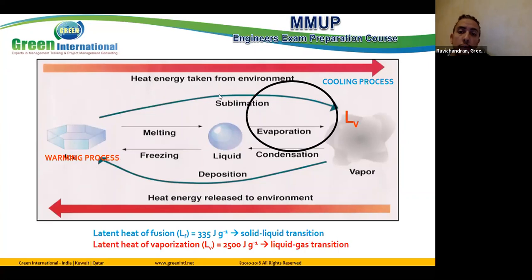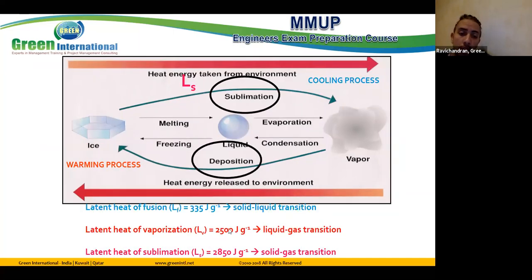So the latent heat of sublimation equals the total latent heat, a direct summation: this one plus this one. But I need to give a note or hint. The amount of latent heat during vaporization is higher than the latent heat of fusion by a huge amount, almost 8 times. So it is easy to change from solid to liquid, but not easy to change from liquid to vapor. Clear?